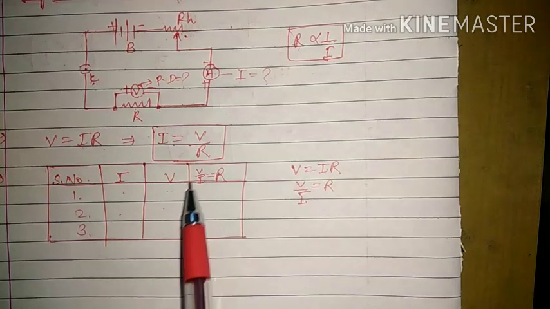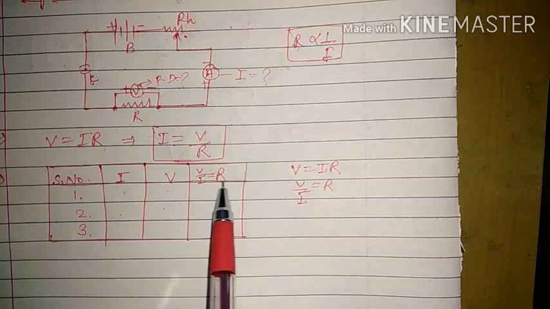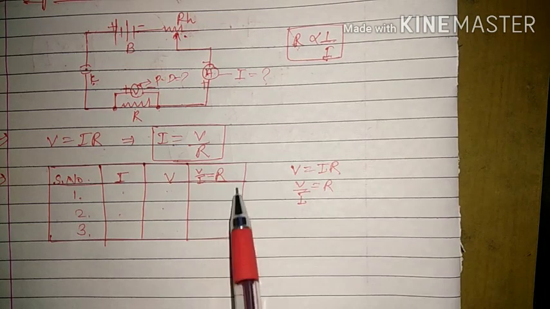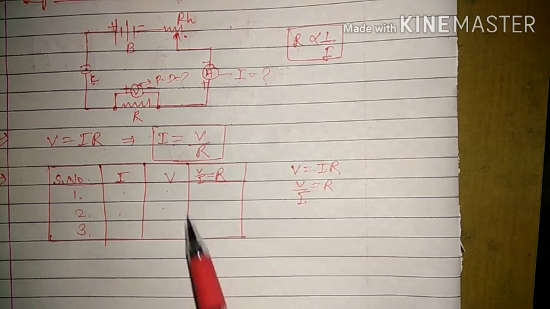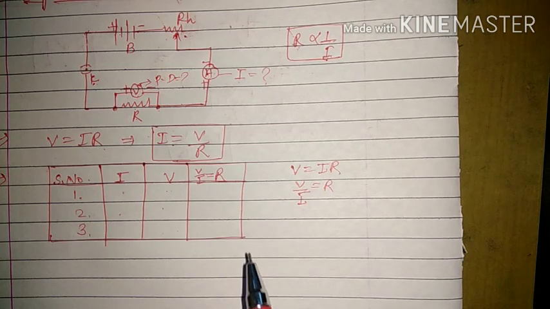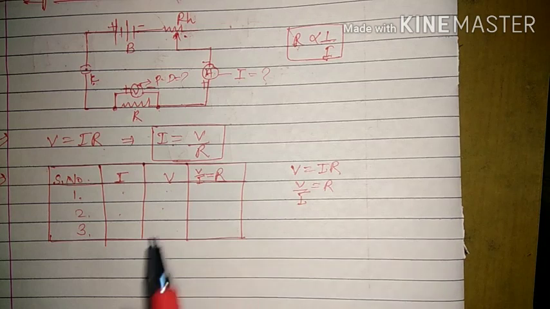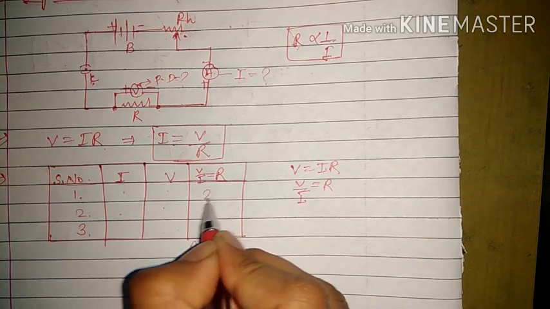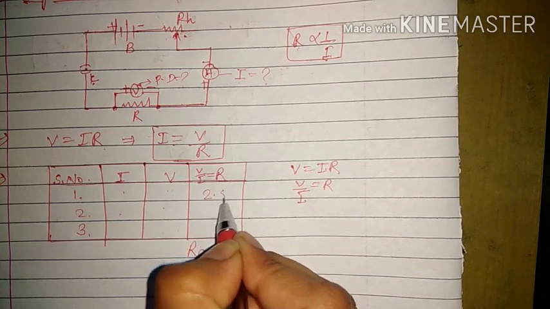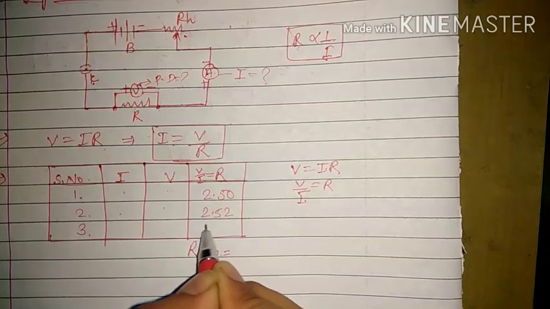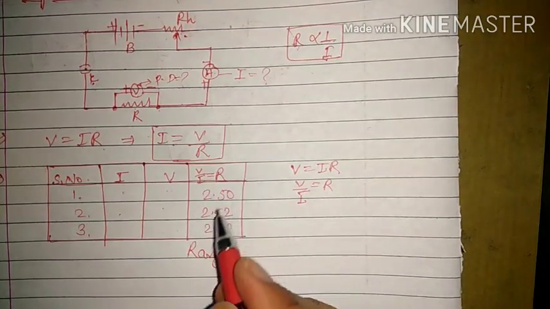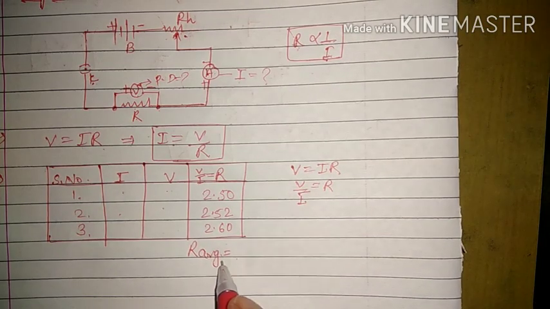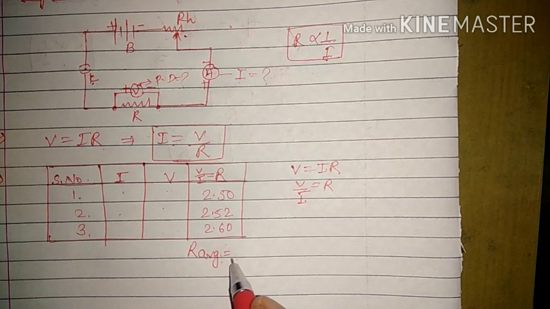Every time we will calculate the value of V upon I, that is, the value of resistance. So after taking 4 to 5 readings, we will have 4-5 values of resistance also. All the values will be almost equal, but they can have a little variation. So we will take the average of this resistance. We will get some values maybe like 2.50 or 2.52 or 2.60. Like this we will take 4-5 readings, calculate the average value, and then we will consider that value as the standard value.